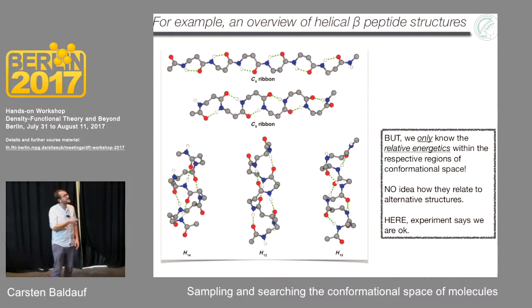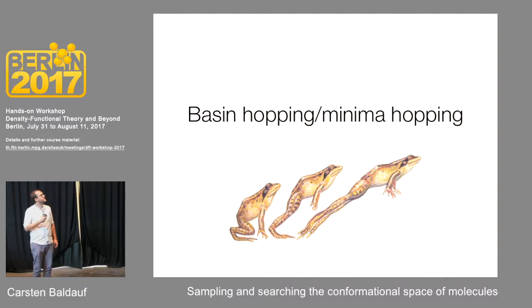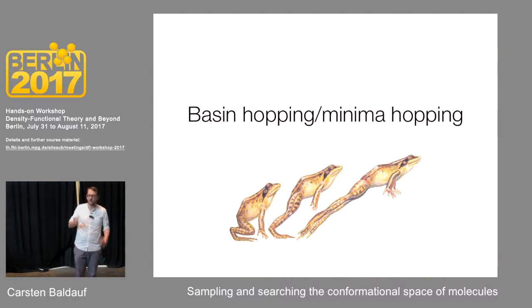Here, experiment says it's okay, because this is the structure that is dominantly found in experiments, so the prediction was fine here. But still, by restricting your search space, you might end up searching in the wrong area. So what is next? In order not to have to restrict so much, there are now these more heuristic search techniques.